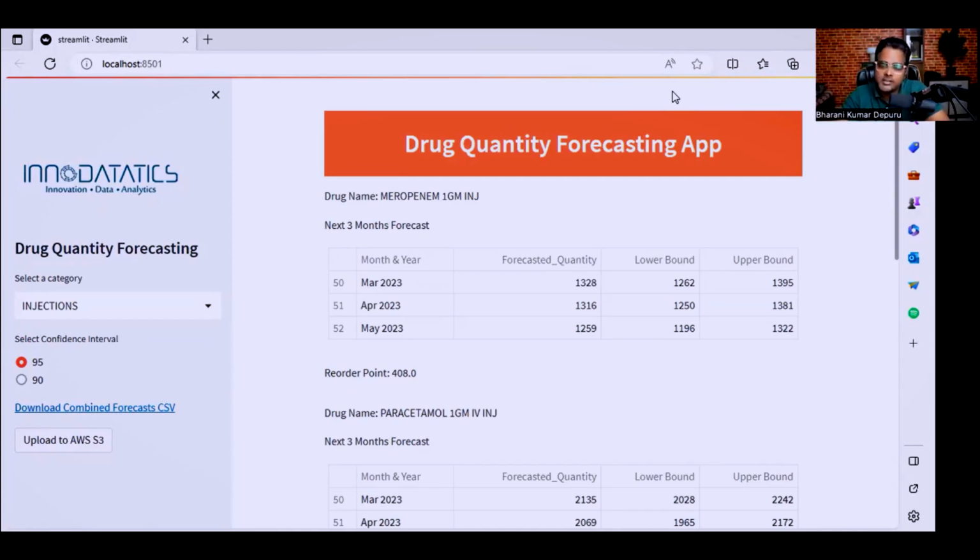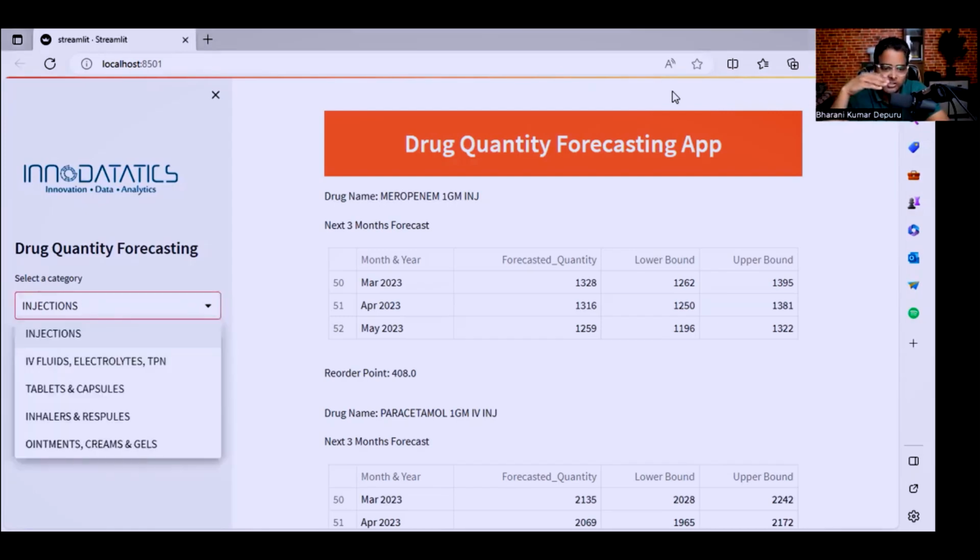And in this interface that we have given to the customer, the good part is that we have given the option to do a drop down on the categories, right? Injections are there. You'll have fluids, IV fluids, tablets, inhalers, and so on and so forth. Customer can select one of those options.